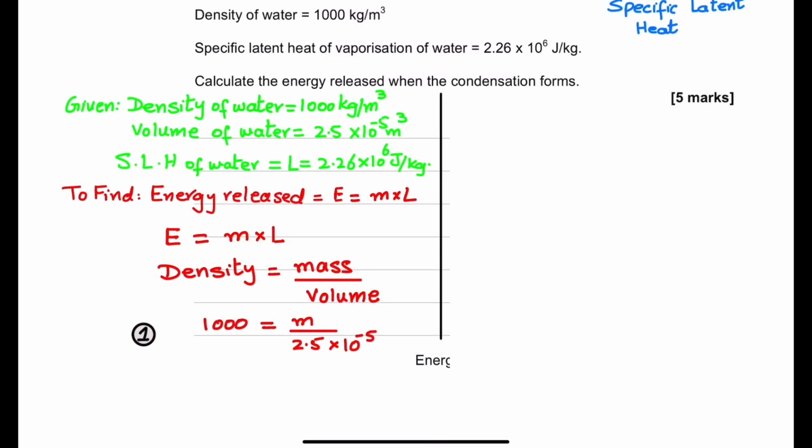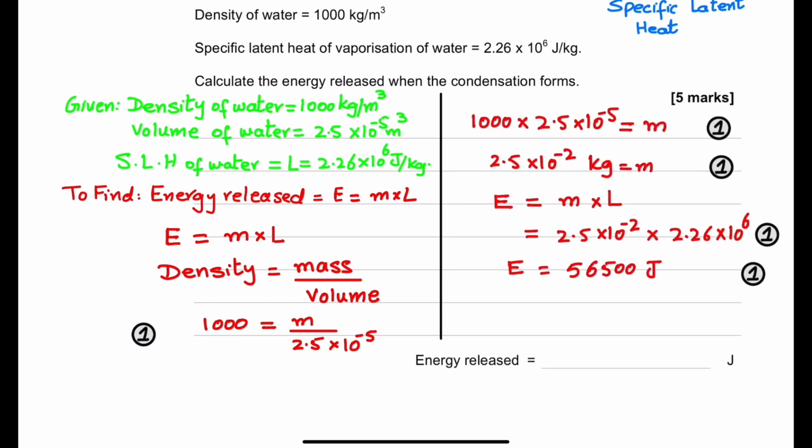First, calculate the mass. Density is equal to mass per unit volume. The density of the water is given, that is 1000 kilogram per meter cubed. Mass is unknown and the volume is already given here. We're going to use the value here. We need to rearrange. We go on the other side, we'll find the mass of the water. The mass of the water is 2.5 times 10 raised to the power minus 2 kilogram.